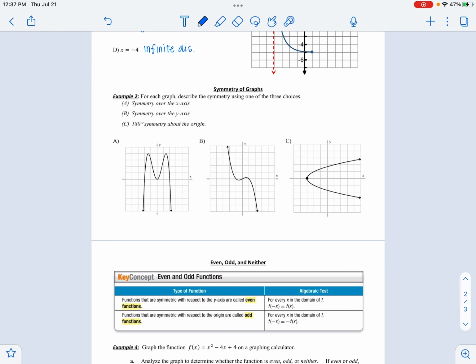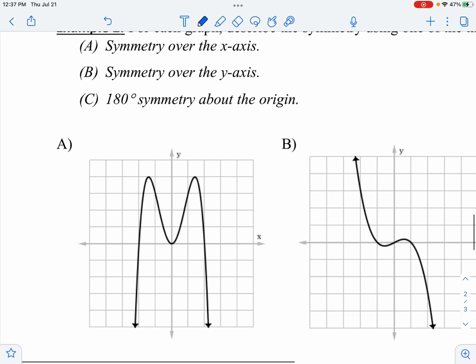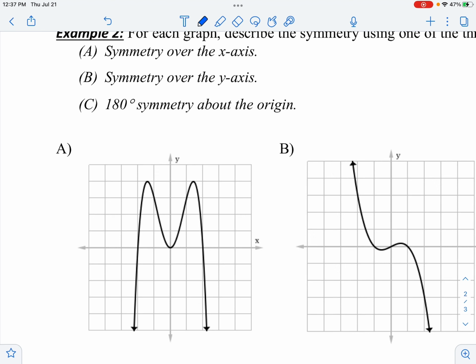We're looking for symmetry over the x-axis, symmetry over the y-axis, or 180-degree symmetry about the origin, okay? So we're going to look at this first graph, and we're going to see, does it have symmetry over the x-axis, y-axis, or about the origin? Now, a graph could have symmetry and not have any of these three. We're not looking for that at all. I want to know if it's specifically one of these three things.